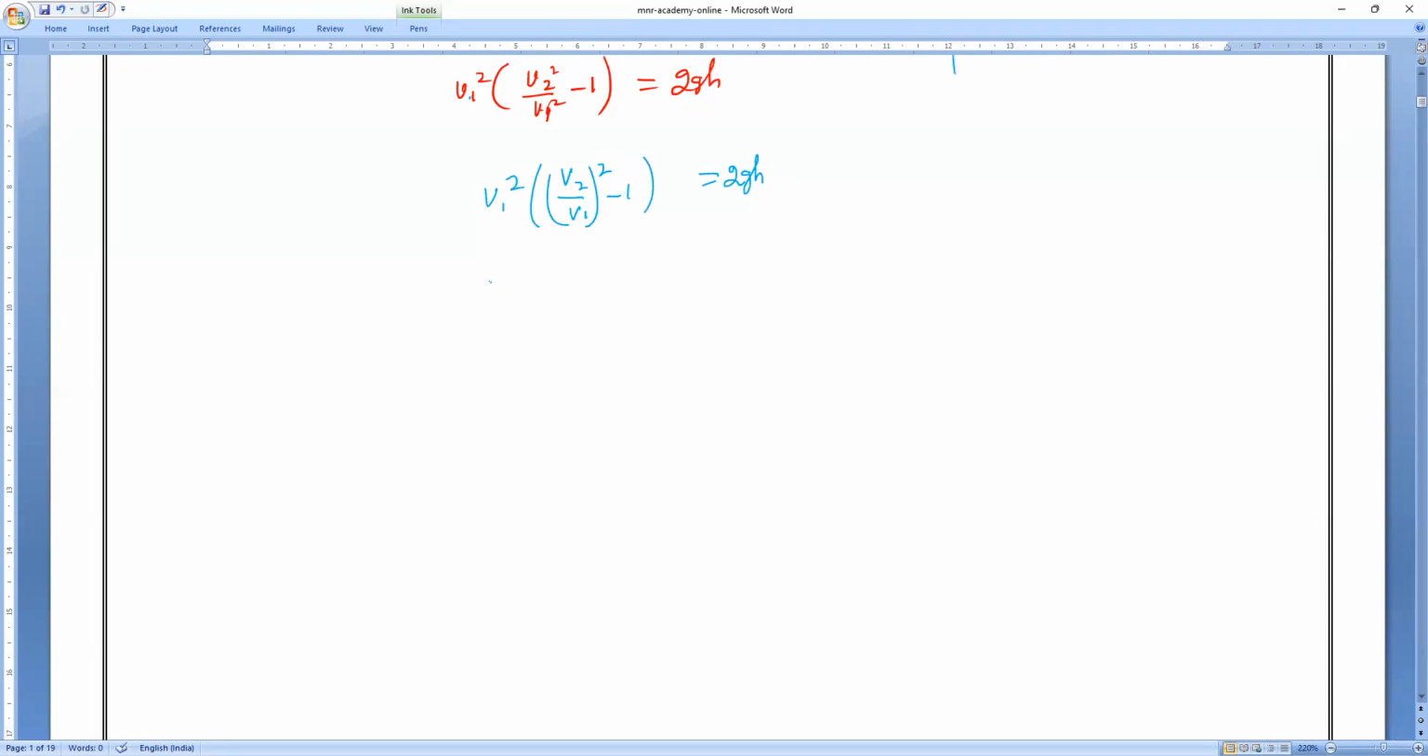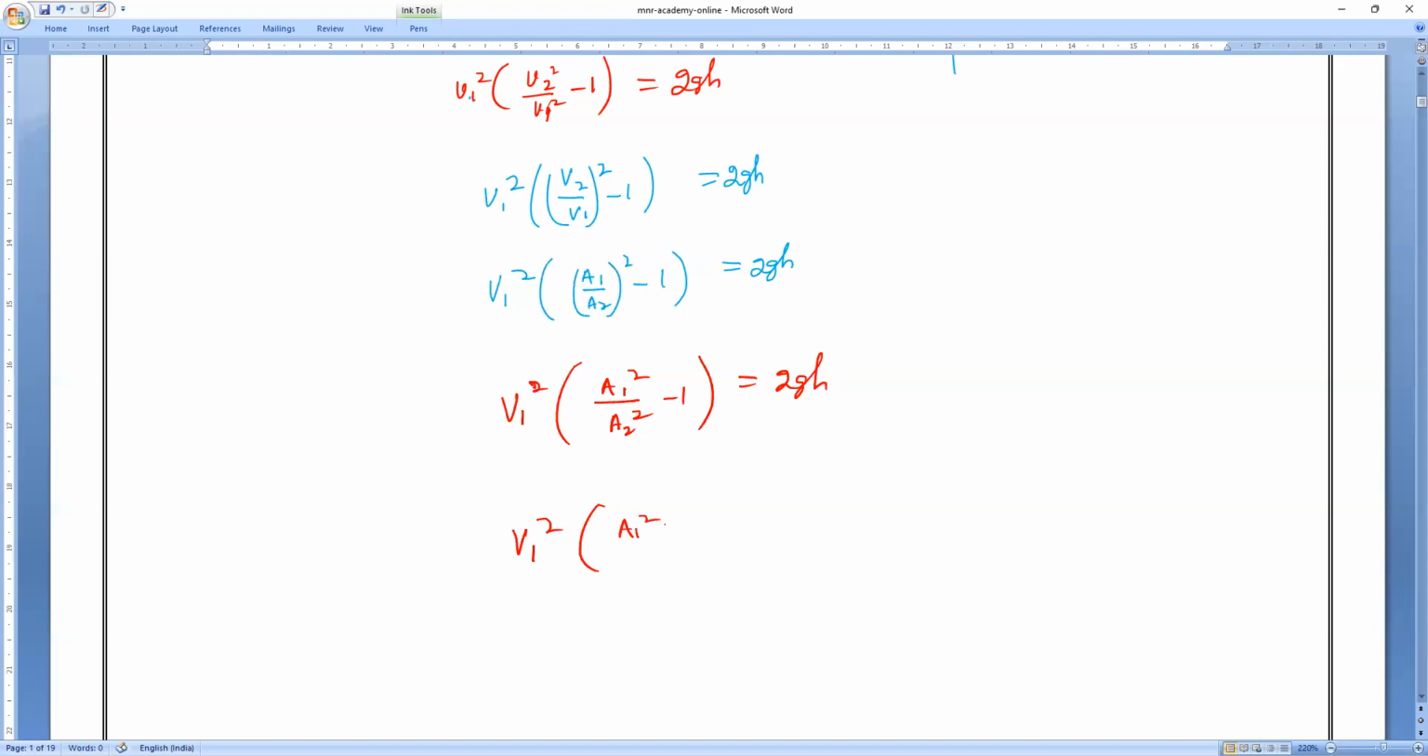In place of V2 divided by V1, I'll write V1 square into, in place of V2 divided by V1, what can I write? A1 divided by A2 whole square minus 1 is equal to 2GH. Any problem? All of you? Clear? So now you see that V1 square is into, I will take it again individually, A1 square divided by A2 square minus 1, which is equal to 2GH. So V1 square is into this one, A1 square minus A2 square divided by A2 square is equal to 2GH.